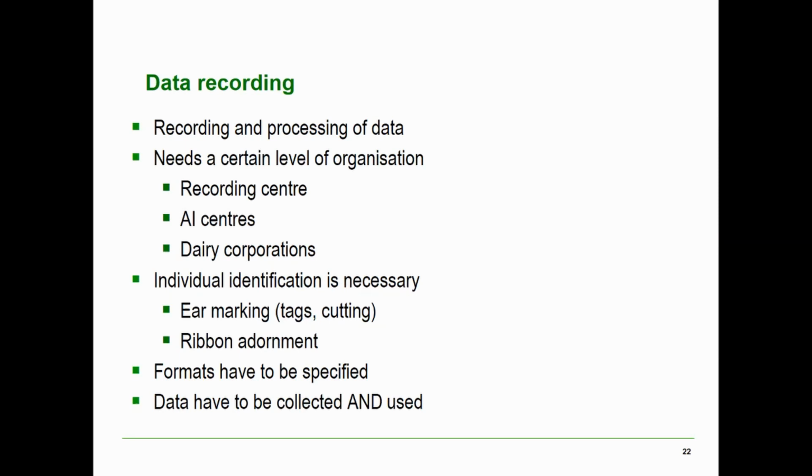Anyway, the data recording format needs to be specified and agreed on, and then the people or the organization responsible for this should proceed with data collection. But this is not the only thing, because if we have data and we don't do anything with it, of course, it's useless. So we need to ensure that this data is collected, processed, cleaned, and then used in a way that serves the benefit of the breed.